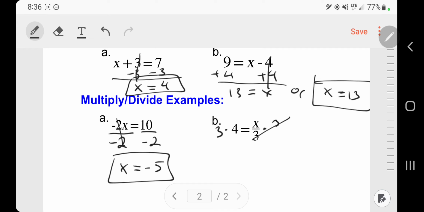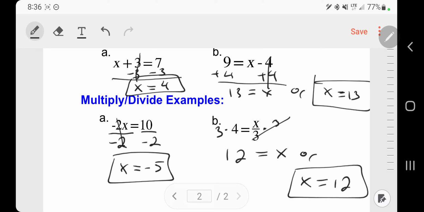It's an equation. What I do to one side I must also do to the other side as well. So here we end up with 12 equals x. 4 times 3 is 12. Or, again, we could also write that as x equals 12. That's interchangeable. All right. And again, we have our isolated x on one side, and we have our number on the other side as our solution.